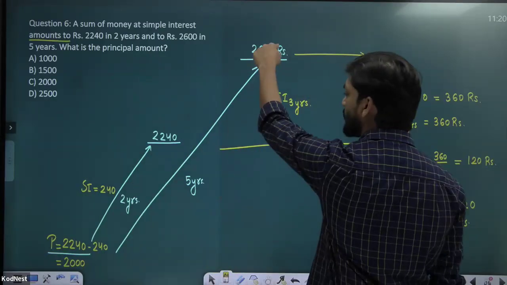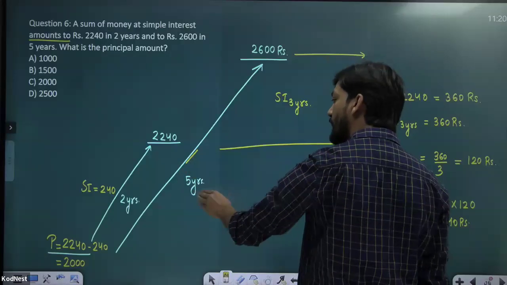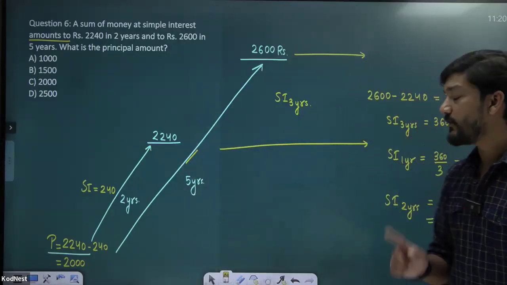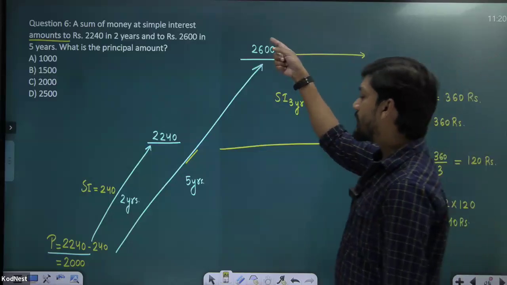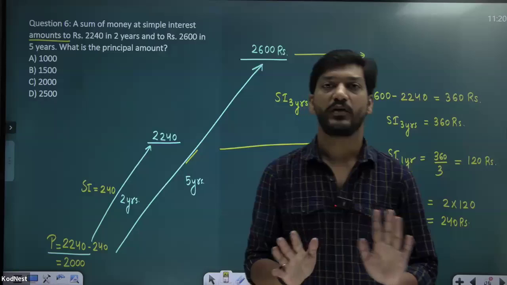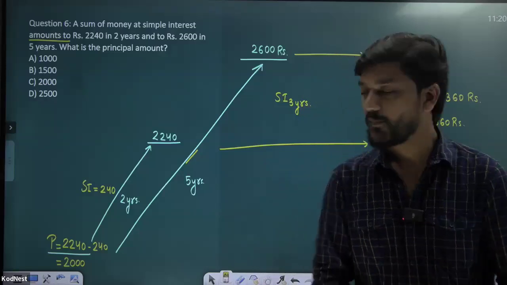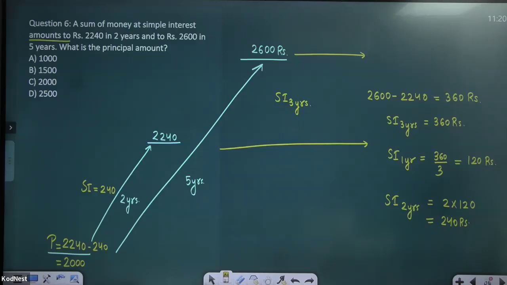You can calculate using 2600 also, but for that you need to calculate 5-year interest. 5-year interest will come out to be 120 into 5, 600. 2600 minus 600 will give you 2000 again. Answer will not change. Okay. So carefully see once. The last 3 years is very important because that will give you one value using which you can calculate your answer.